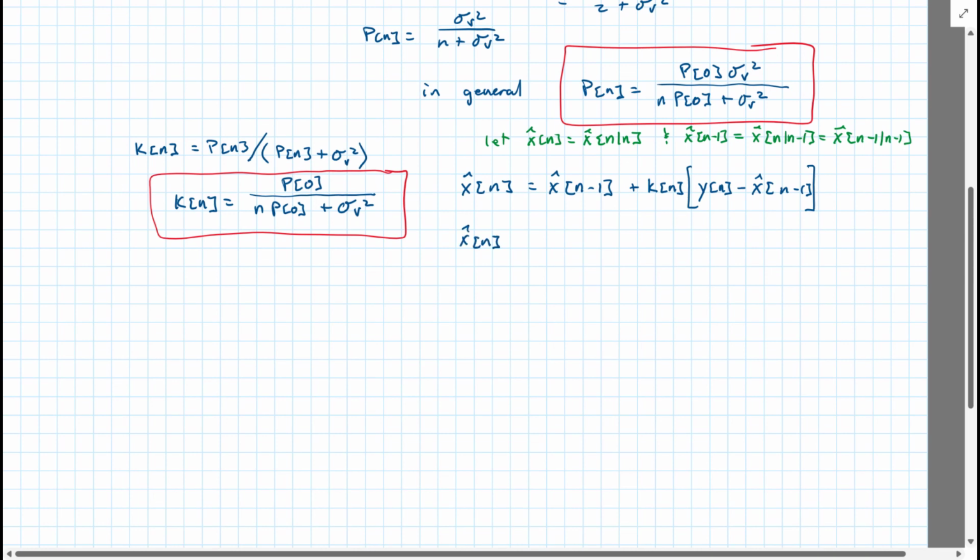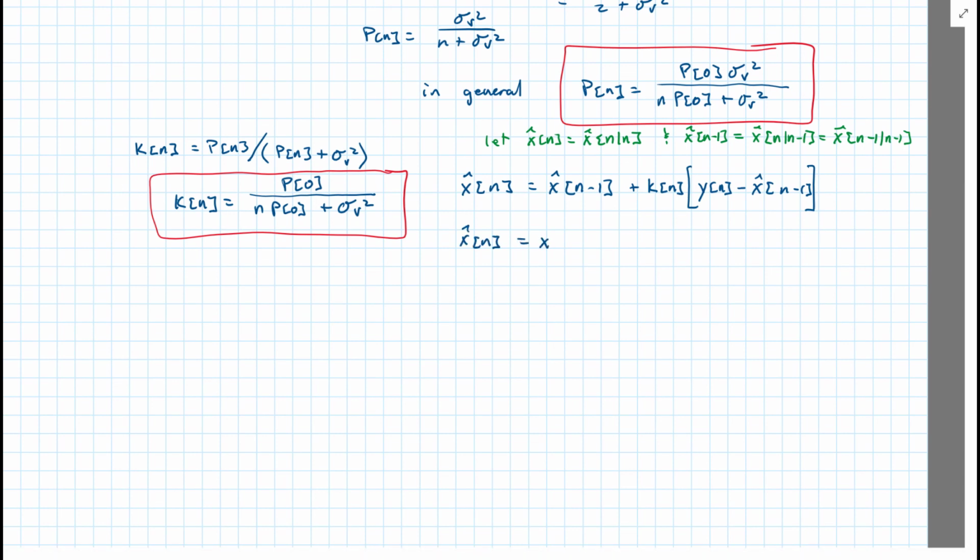So putting that all together, we have x hat of n, x hat n minus 1 plus P0 over n P0 plus sigma v squared times the error term.